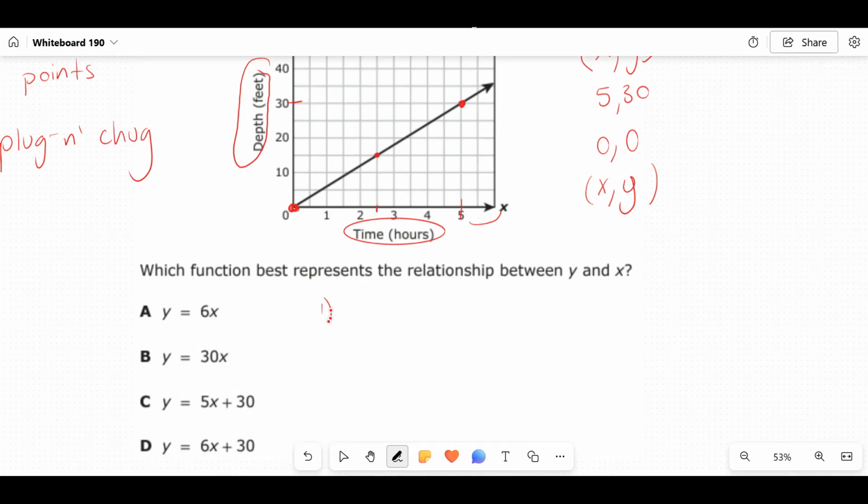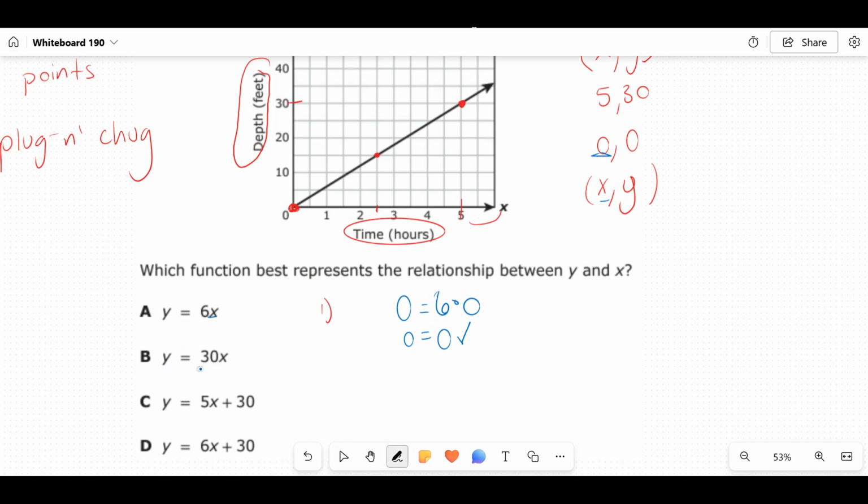So we're going to plug that in for the first time, and I'm going to plug in 0. So my X is 0. I plug in 0 here and get 6 times 0. And my Y is 0, and I want to see, is this true? Does 0 equal 6 times 0? And the answer is yes. That works out well.